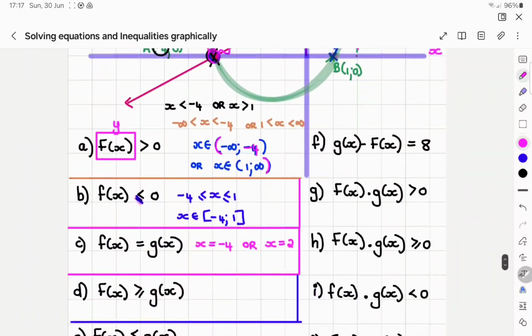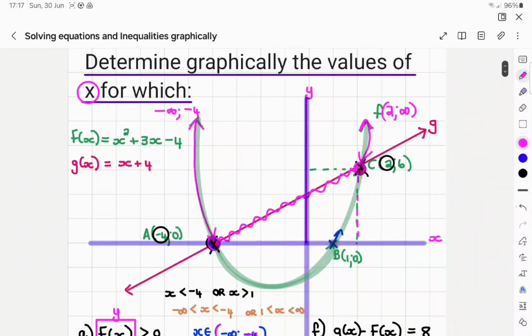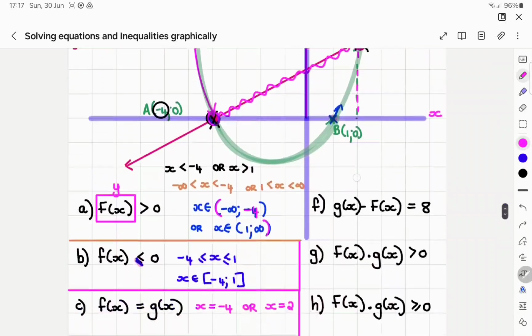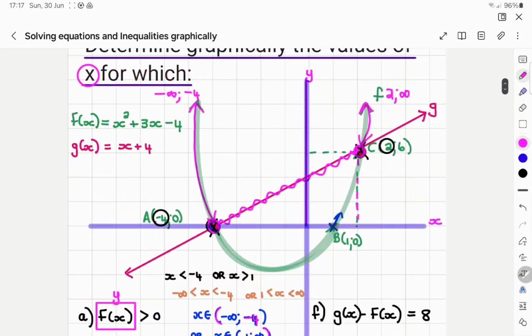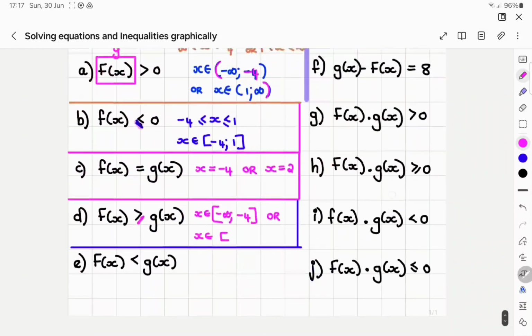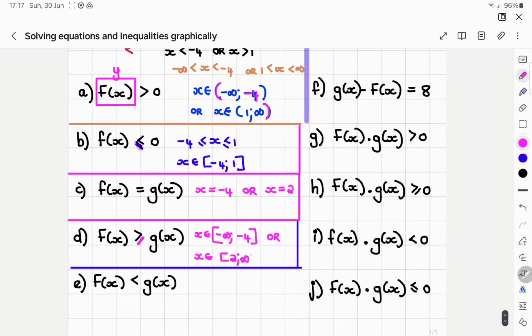Write down the numbers, and then afterwards we're going to see what brackets we have to have. So you can say x is an element of from negative infinity all the way to negative 4, and because it's an inclusive bracket, we have to have square brackets. Or x is an element of from 2 all the way to infinity. And I've already made a mistake, sorry. Infinity is always soft brackets. So just always double check afterwards that you have not made a silly little mistake like I've done now as well.